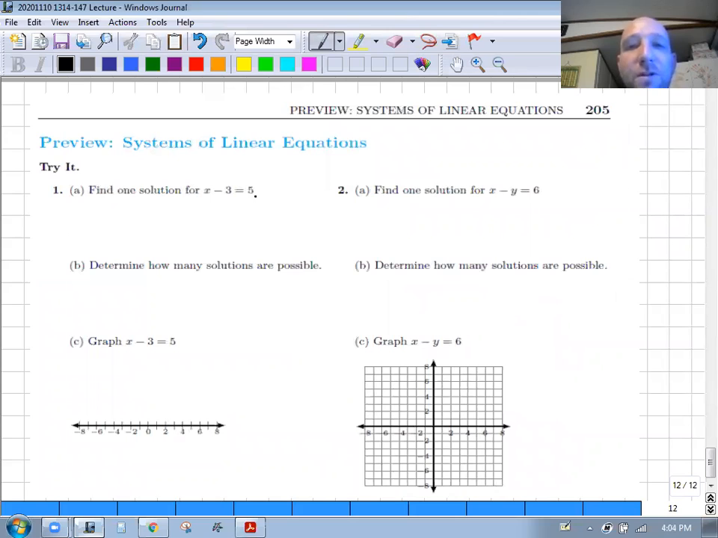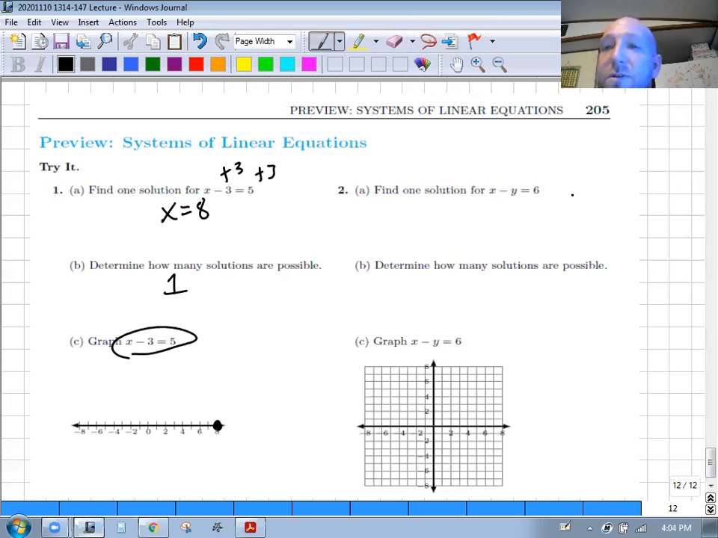All right, find one solution for x minus 3 equals 5. Add 3 to both sides, we have x equals 8. How many solutions are possible? Just that one. All right, graph this equation. 1, 2, 3, 4, 5, 6, 7, 8. There's the graph of it. It's that one point on a number line.